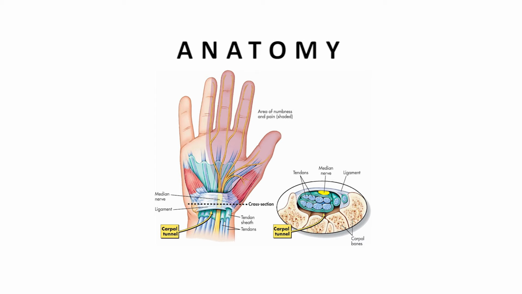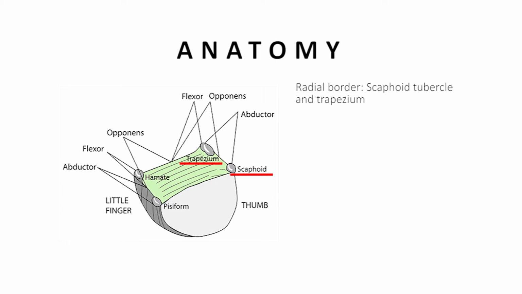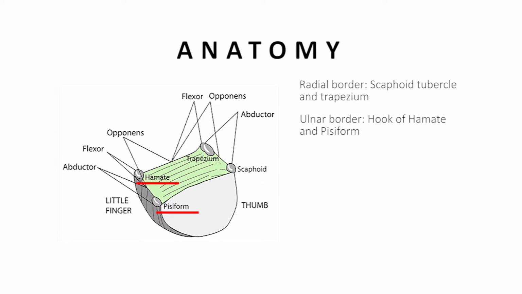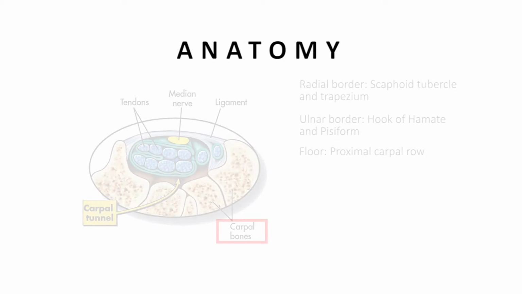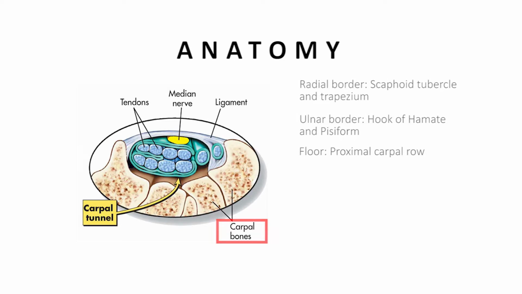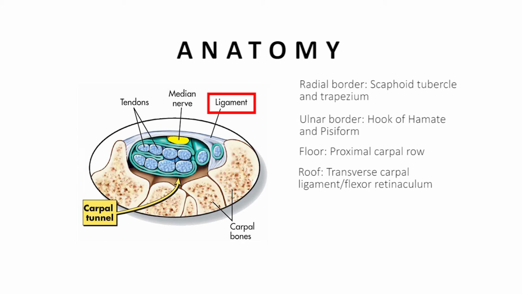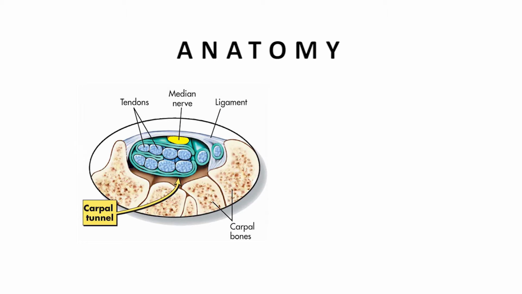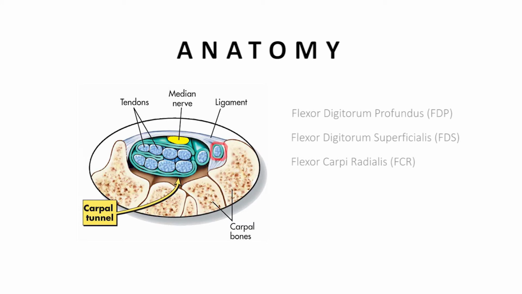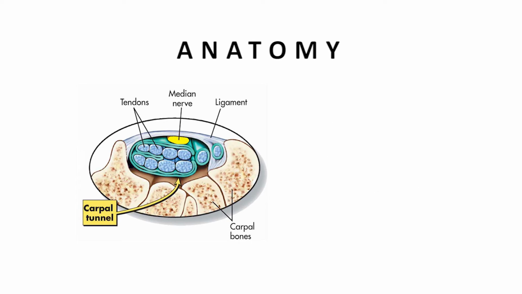The carpal tunnel is a structure within the palmar side of the wrist, bounded by bones and ligaments, namely the scaphoid tubercle and trapezium radially, the hook of hamate and pisiform ulnarly, the proximal carpal row dorsally, and the transverse carpal ligament or flexor retinaculum palmarly. Running through the carpal tunnel are the flexor digitorum profundus tendons, the flexor digitorum superficialis tendons, flexor carpi radialis, flexor pollicis longus, and the median nerve.